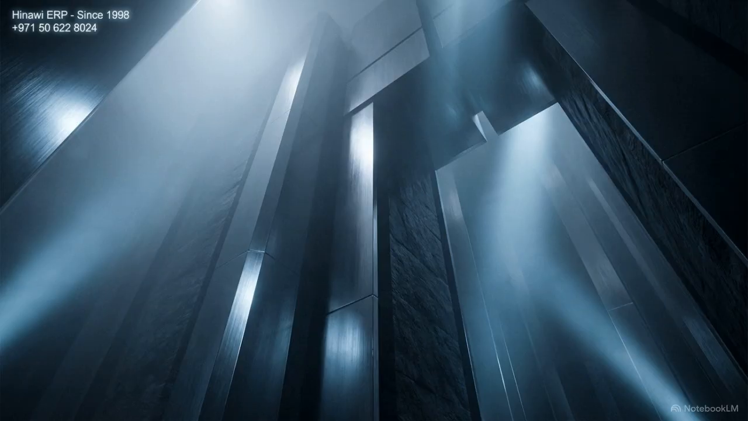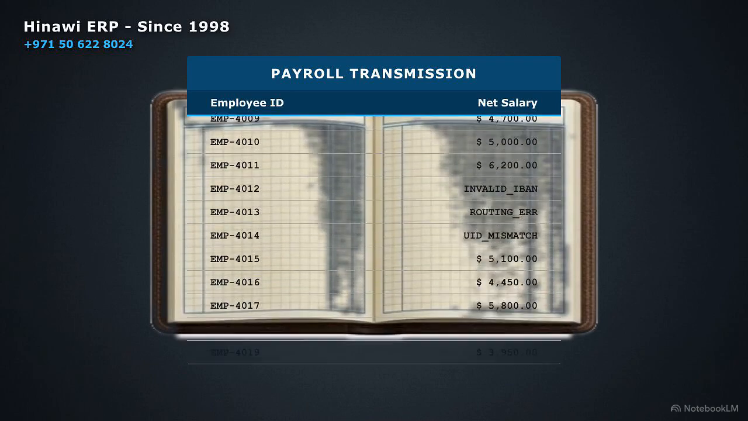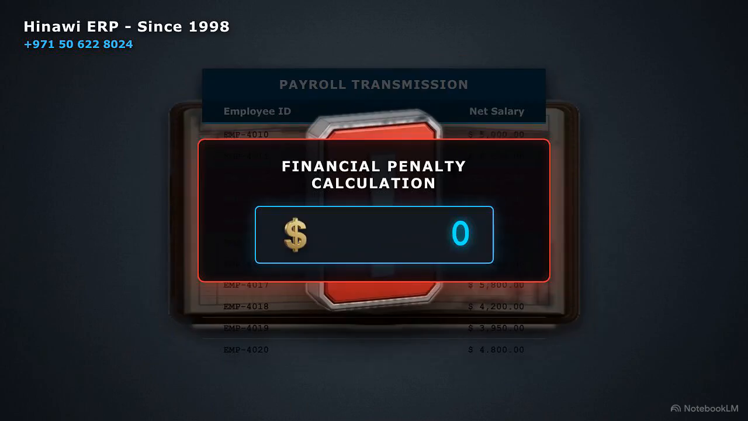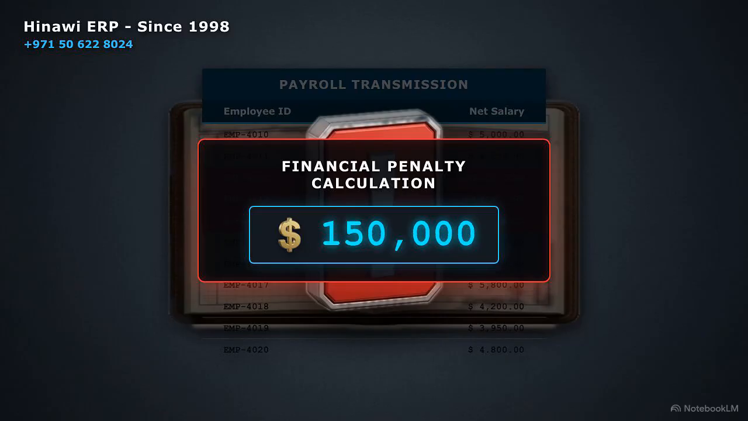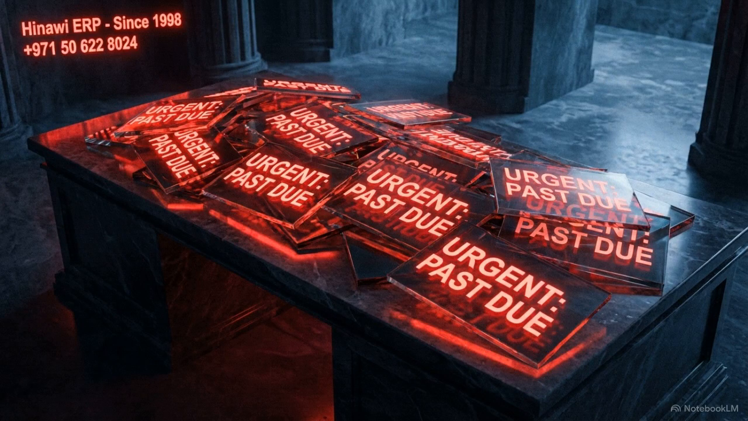But the internal disputes are just the beginning. The ultimate external danger arrives when those unchecked, incorrect numbers are transmitted to government entities, triggering severe, unavoidable financial penalties. Without proper configuration, your payroll system shifts from a tool for growth into a dangerous liability.